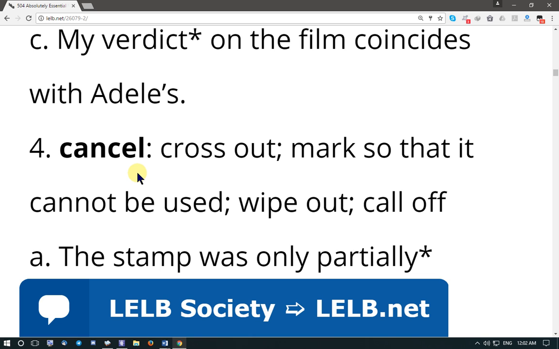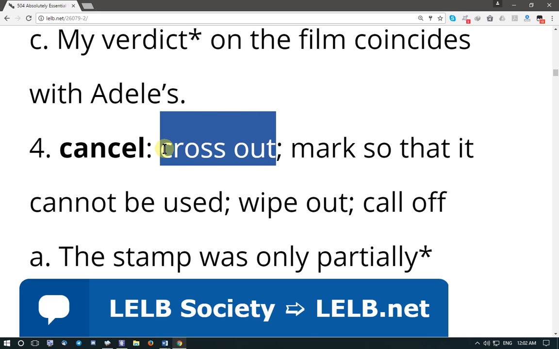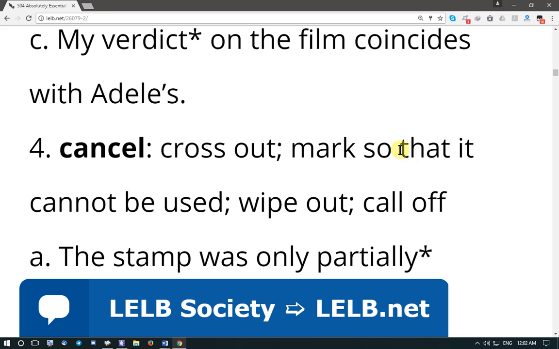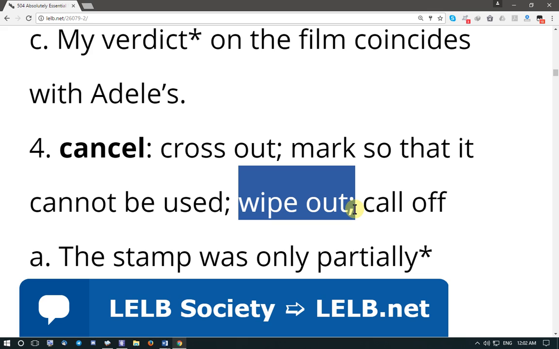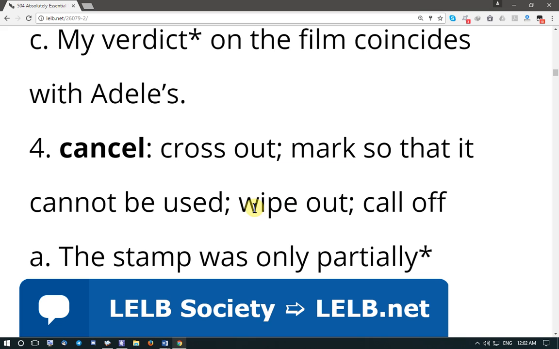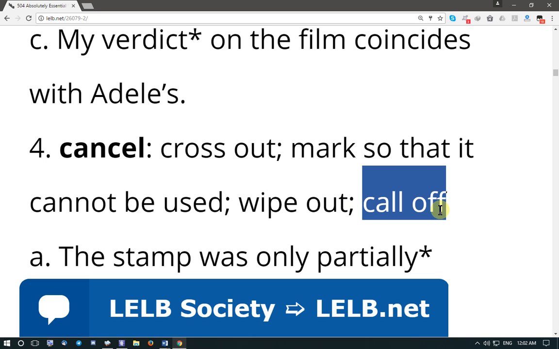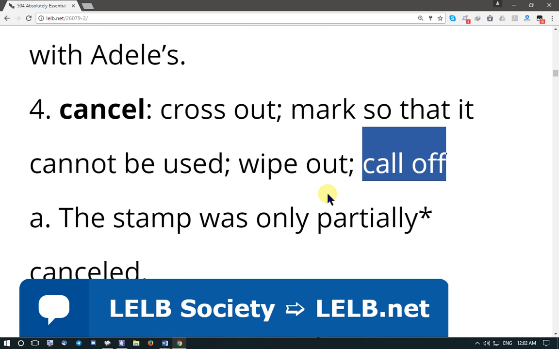Word 4 is a very simple one. Cancel means cross out. So there are some phrasal verbs here, such as cross out, mark so that it cannot be used, or wipe out, another phrasal verb. Remember, a phrasal verb is a verb that consists of a principal verb plus a particle. So out here, and even off here. These are particles of the phrasal verbs. Or call off. All of them mean, let's say, cancel.